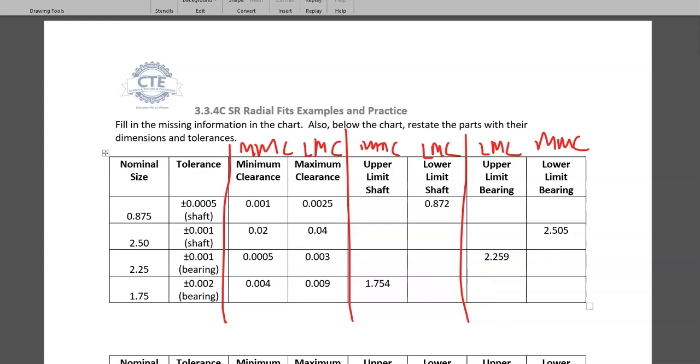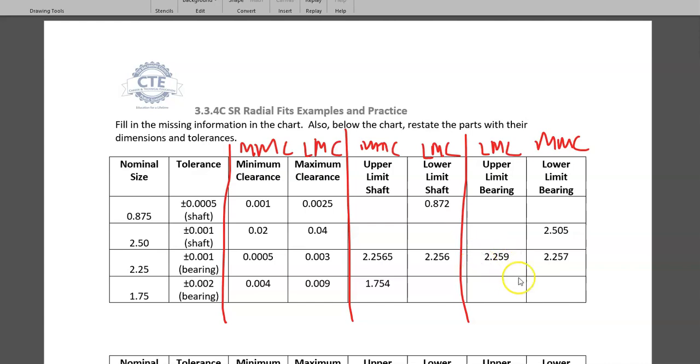Okay, so I paused the video and I just went back and filled in some numbers for you so you can see how they work out. Again, I started with this number here. Okay, and I had to go back and figure out this number first. So I used my LMC, added it to my lower limit shaft to get my upper limit bearing.